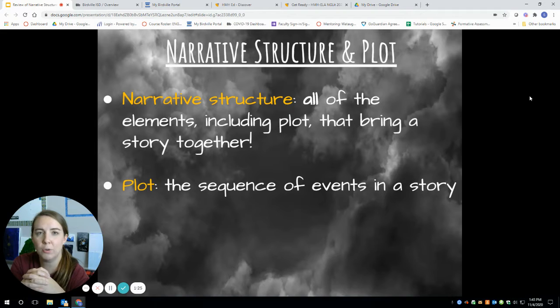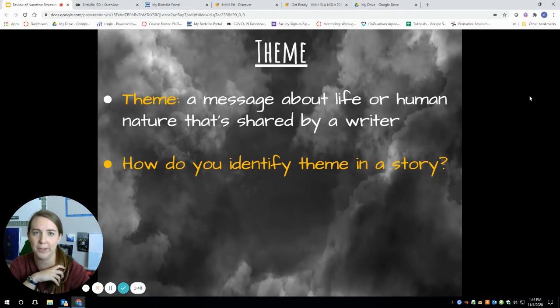It's also the answer to the question, why does Moana want to leave the island? What is special about Moana? It includes questions about what conflict the main character has. It includes the effects of our main character's actions. So again, narrative structure is all of the elements, including plot, the sequence of events, that bring a story together to be that unique story. Again, plot is the sequence of events in a story.